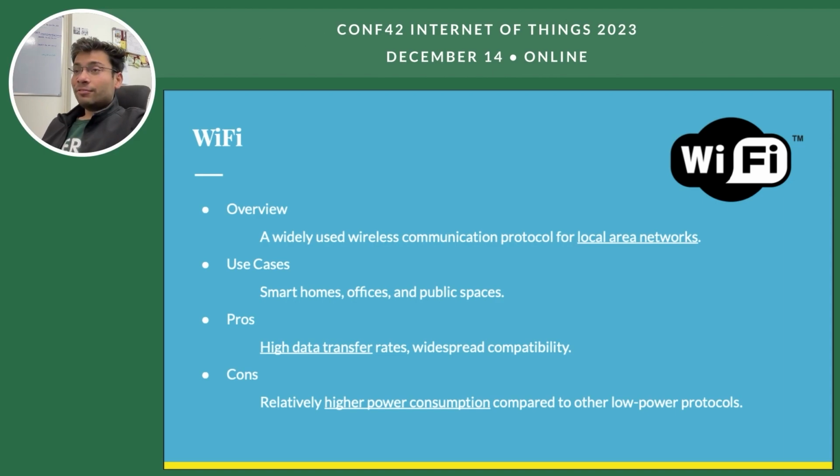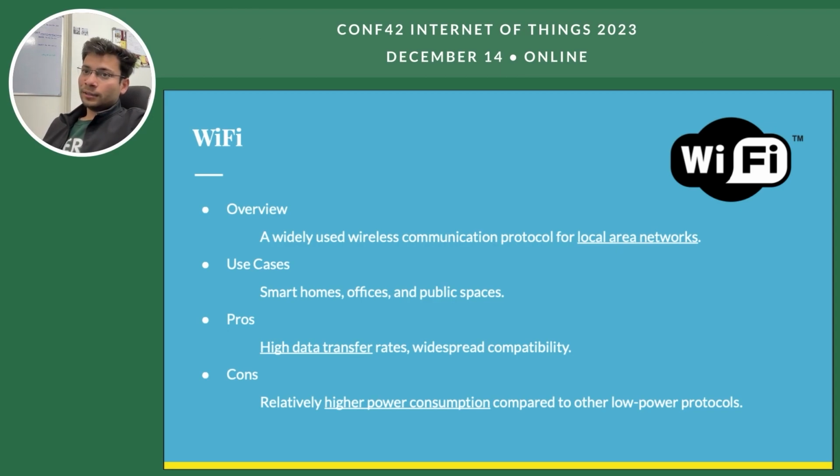The second widely adopted wireless protocol is Wi-Fi. It is also used in many IoT systems. Most of your smart home things will be using Wi-Fi, like a smart lamp or smart speaker. Or if you take the case of Amazon Alexa, Alexa connects with Wi-Fi to stream songs or give any information to you. So it is used in local area networks, smart homes, offices, and public spaces as well.